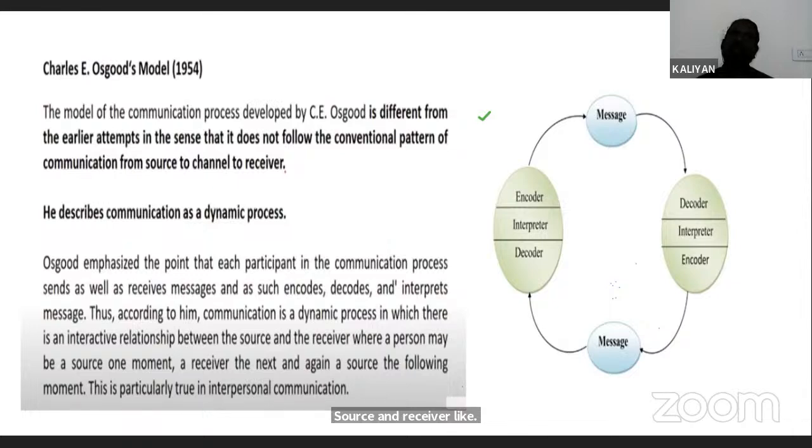A person may be a sender at one time and a receiver at another. The roles change from sender to receiver. When the receiver sends the message, they become a sender. When the sender receives the message, they become a receiver. This is the meaning of this model: both are interpreter, decoder and encoder. This is a dynamic process. This is the Osgood model.